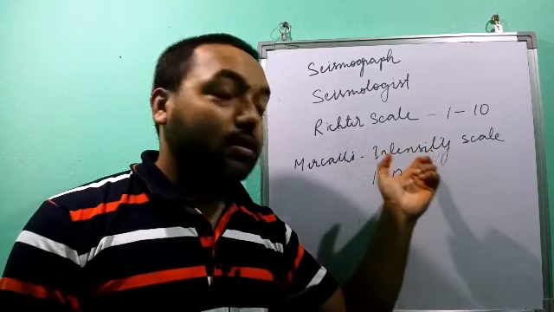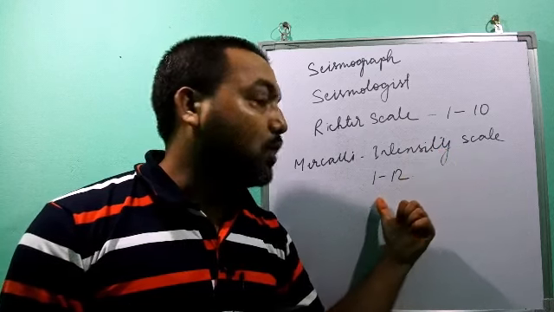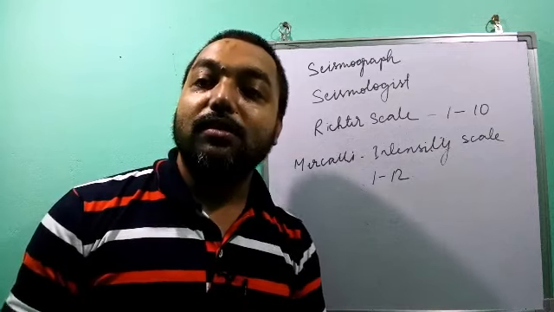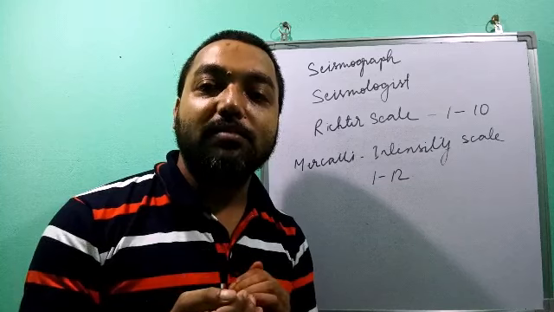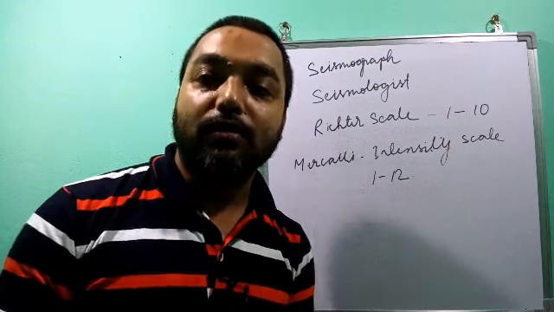It is from 1 to 12. Intensity is 1 to 12, and it indicates the destruction on the surface of the earth. High intensity means more destruction. Low intensity means less destruction due to the earthquake.